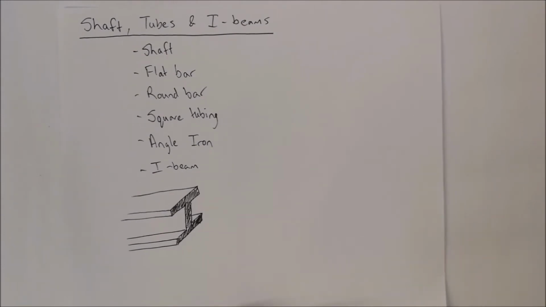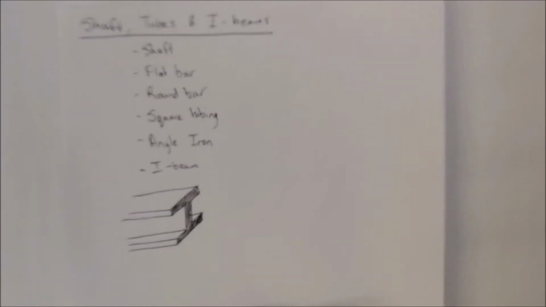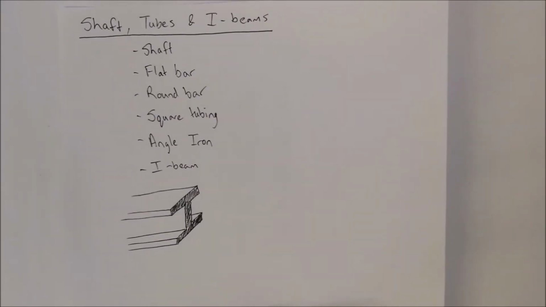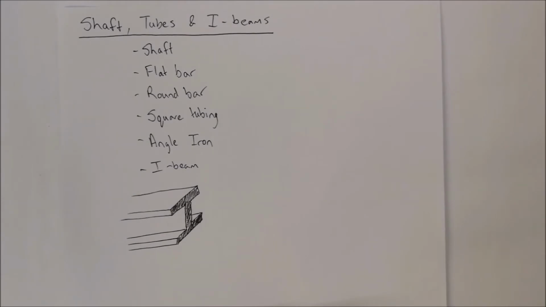We're going to see if we can use them in an appropriate manner. Where would you use them? What are the properties of them? So we're going to be looking at all those types of considerations. What we're going to be looking at is shafts, flat bars, round bars, square tubing, angle iron, and I-beams. And we're going to see why they're being used.